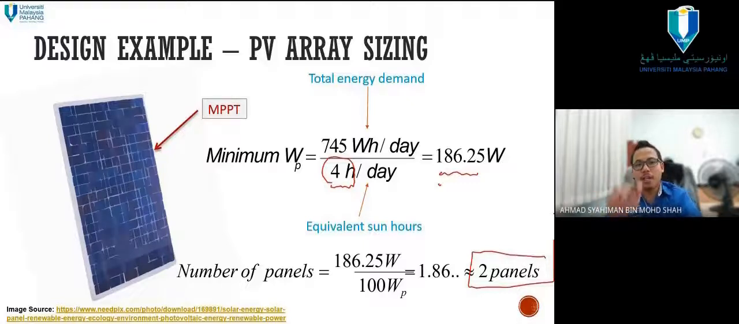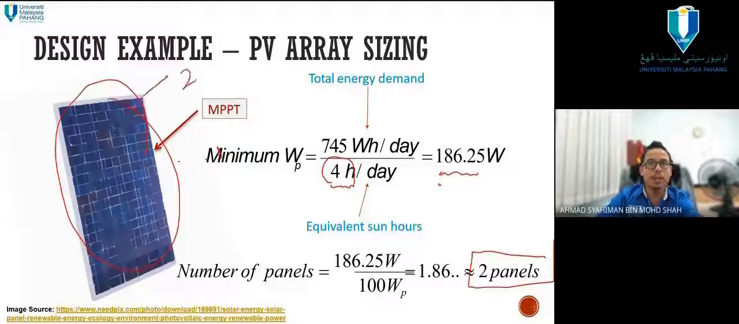In order to avoid that loss, you can increase the energy demand. You can multiply the energy demand more, since we bought a big module, 500 watt for example, 550 watt, very big. So add more energy demand, but at the same time you need to consider the additional batteries. That's the story. So here we can get the minimum watt peak of the panel that we need, which is 186.25 watts, but the number of panels that we need is 2 panels, by using this kind of module. If we use this module, we need 2.